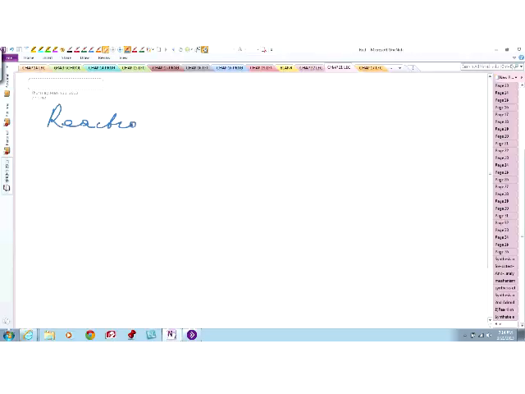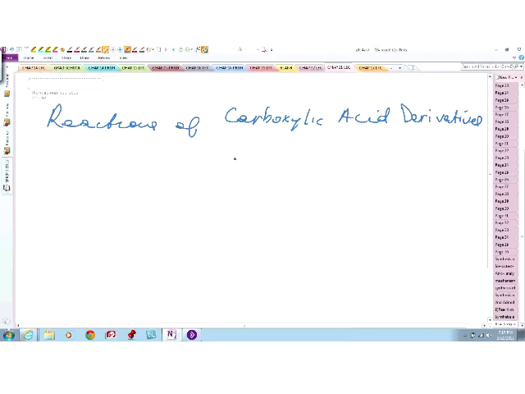Now, say reactions of carboxylic acid derivatives. Now of course, if you look at all of the carboxylic acid derivatives, okay, let us use this L here for some kind of leaving group, whatever.